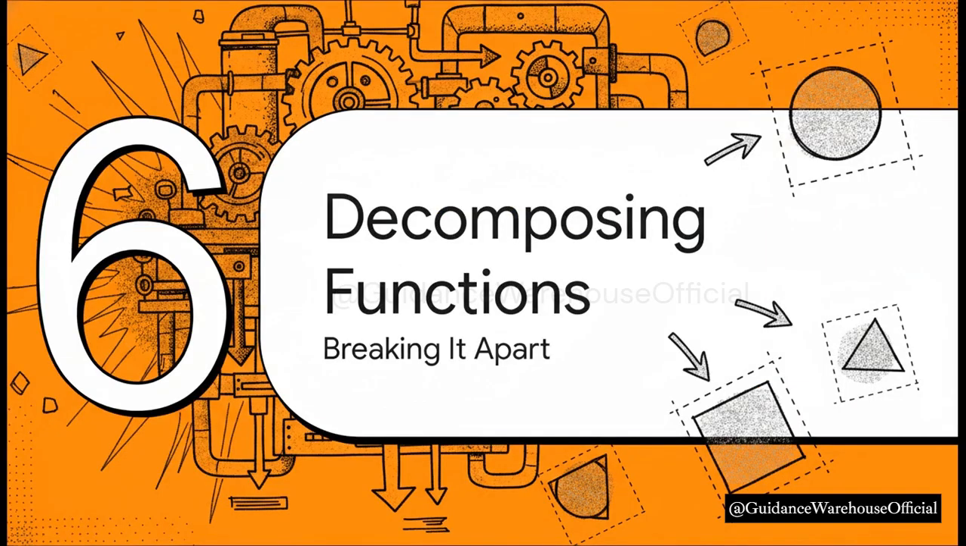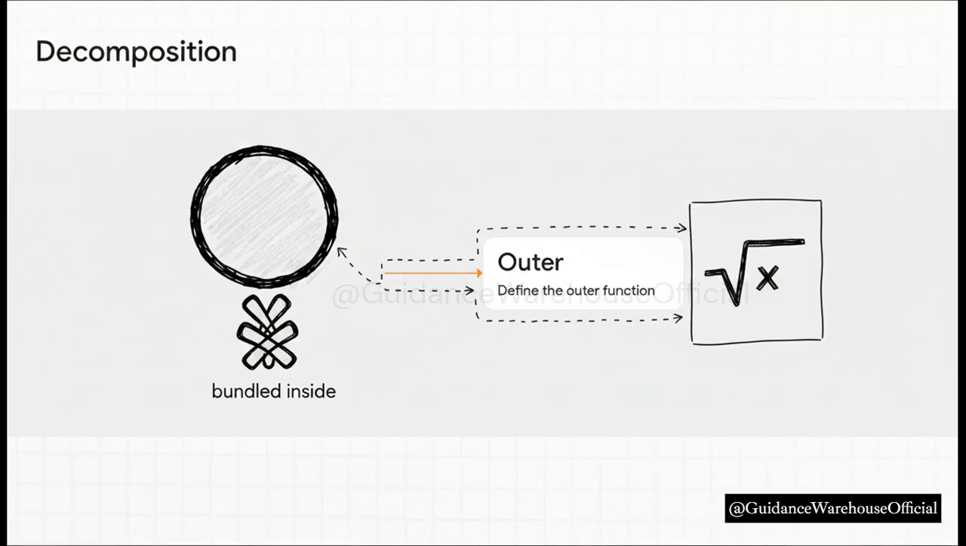Before we wrap up, let's look at one final really neat skill. We're going to reverse the process and break a complex function apart into 2 simpler ones. This is called decomposing a function. If you're staring at a complicated function, like f of x equals the square root of 5 minus x squared, how do you split it up?